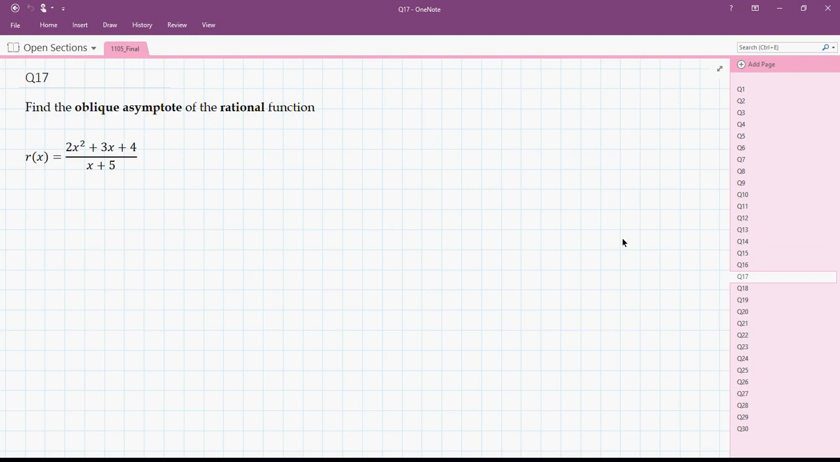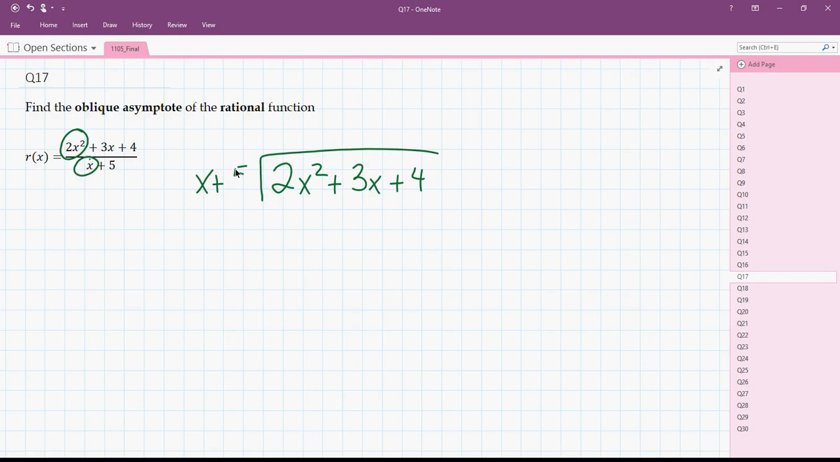And this is an example of an oblique asymptote. So to calculate this, you'll actually have to do polynomial division. So you have an expression where the highest power in the top is an x squared, the highest power in the bottom is an x. For that, you can't just simply ignore all the other terms. You have to actually manually do the division. So we're going to do that. So we have 2x squared plus 3x plus 4 divided by x plus 5.